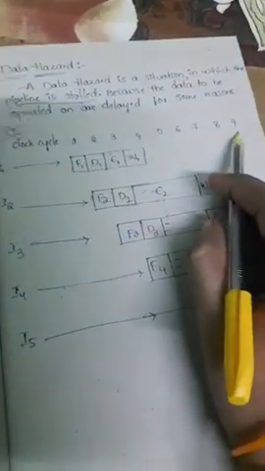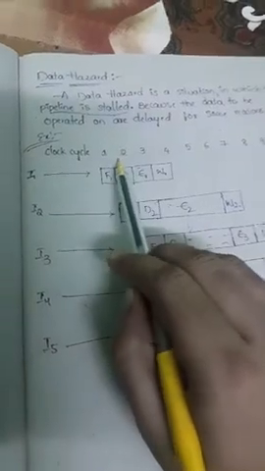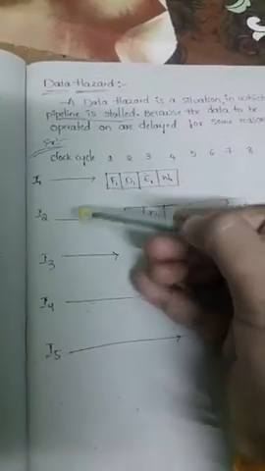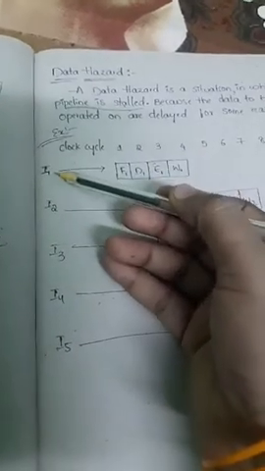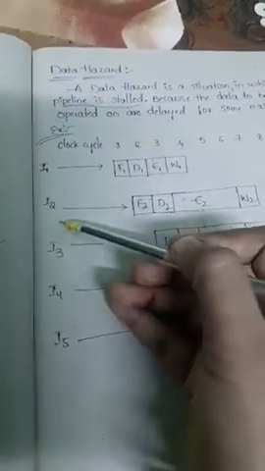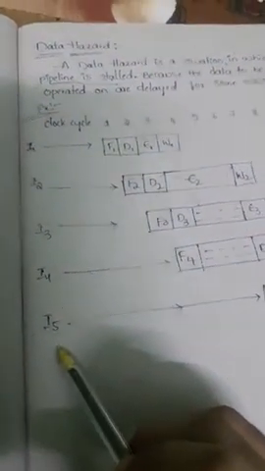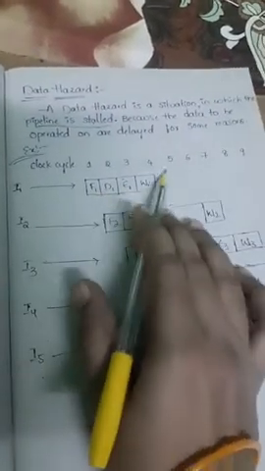Let us consider these are the clock cycles, from 1, 2 and so on up to 9 clock cycles. And these are the instructions, starting from 1, 2 and so on up to 5 instructions we have. Now coming to instruction 1, these are the steps we have taken.